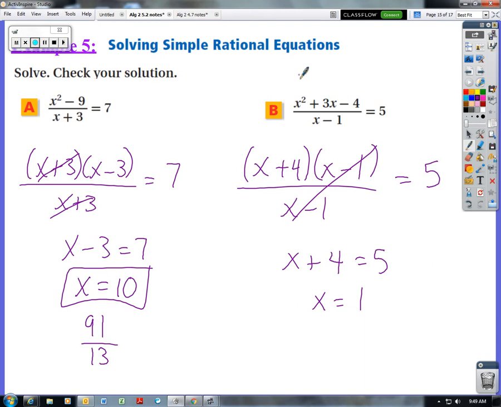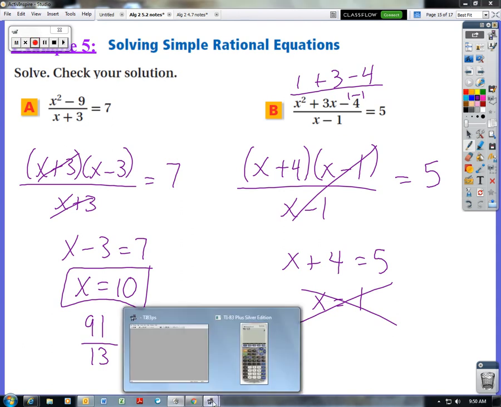So 1 squared is 1 plus 3 times 1 minus 4 all over 1 minus 1. That's going to cause a problem. That equals 0. We cannot have a 0 in the denominator. You know what that means? This is not going to work, and there is no solution to this.